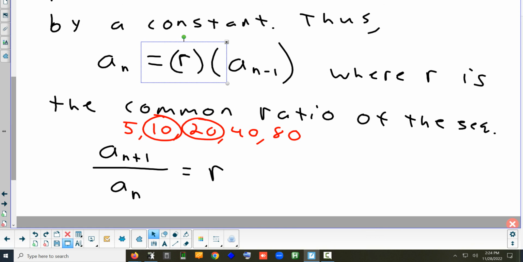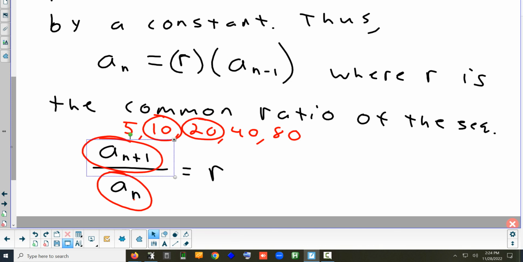And that's what this formula says. Take any term that you want and divide it by the one that came before it. So a sub n plus 1 means take a term, and a sub n is the one that's right before n plus 1. You could write that different ways. That's just one way to write it. But the concept is take a term, divide by the one that's before it.